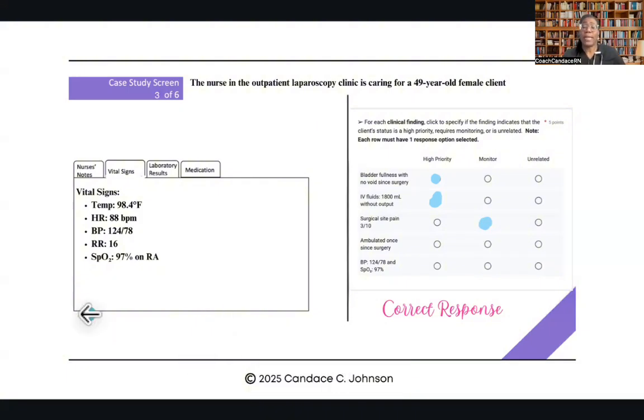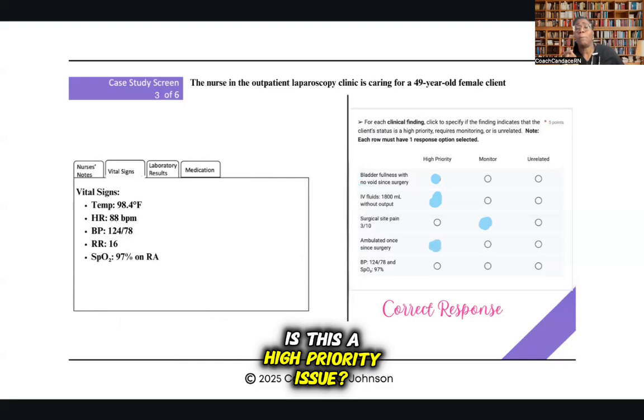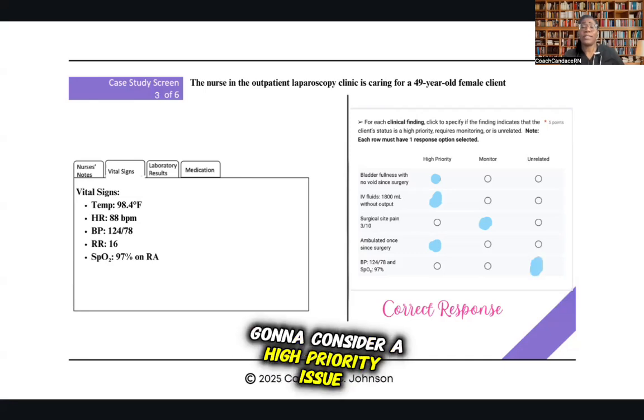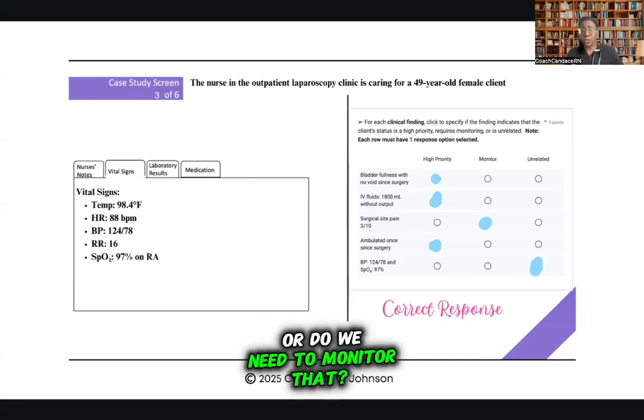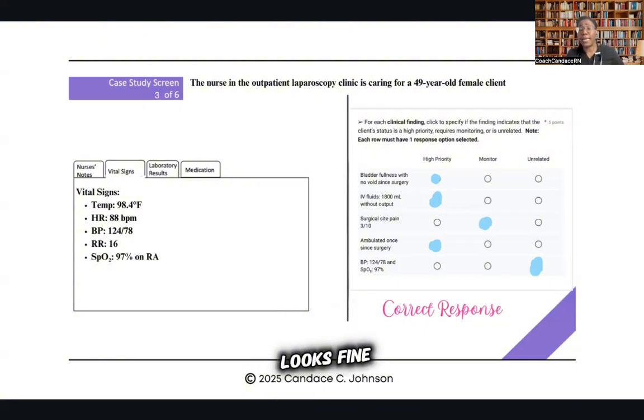Okay. All right. The next one, ambulated once since surgery. Is this a high priority issue? Yes, it is. Okay. And then finally, blood pressure, 124 over 78, and an SpO2 of 97% on room air. Is this something that we are going to consider a high priority issue, or do we need to monitor that? No, not necessarily. That blood pressure looks fine. It's fine, and this patient being on 97% room air is fine for now.